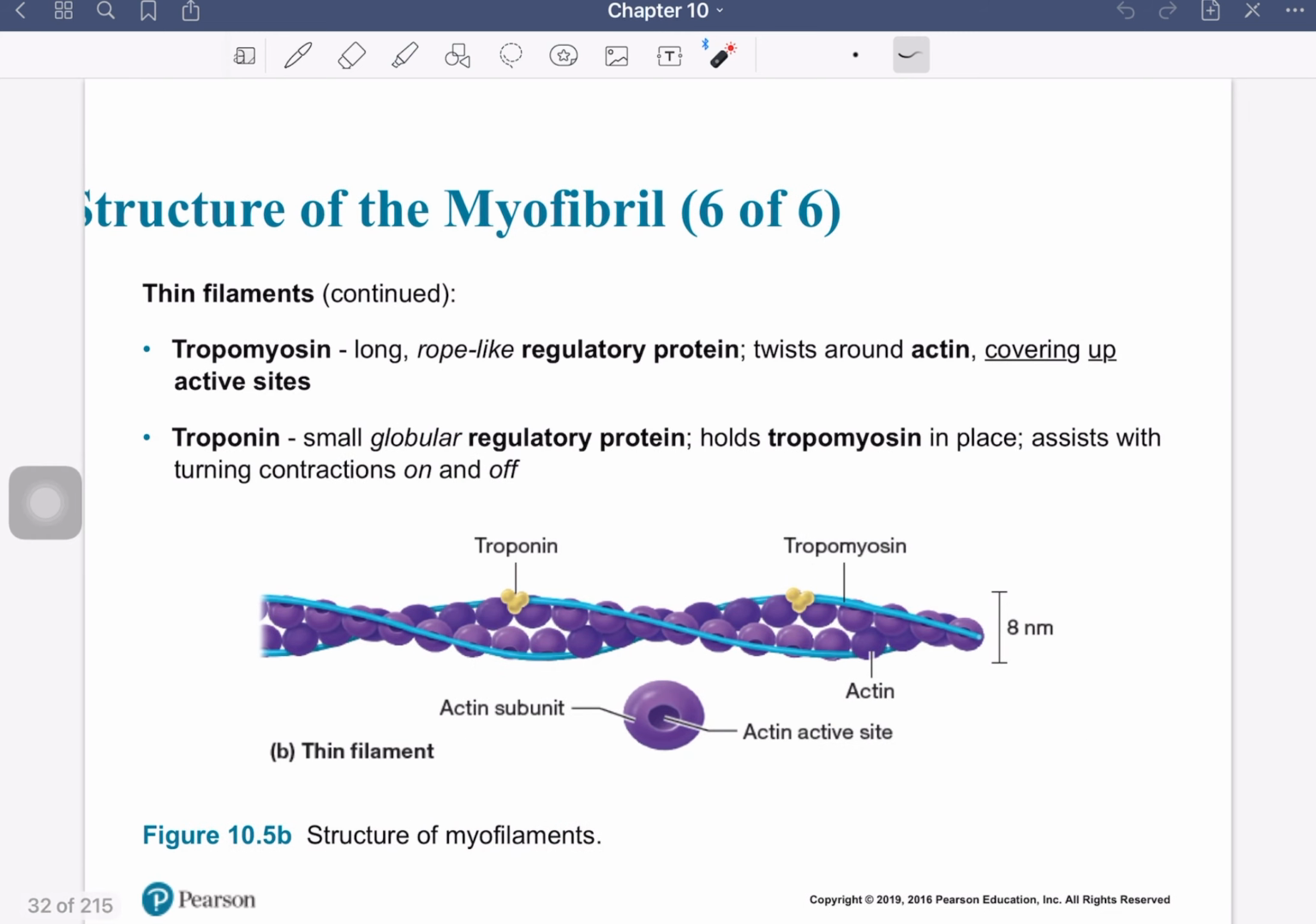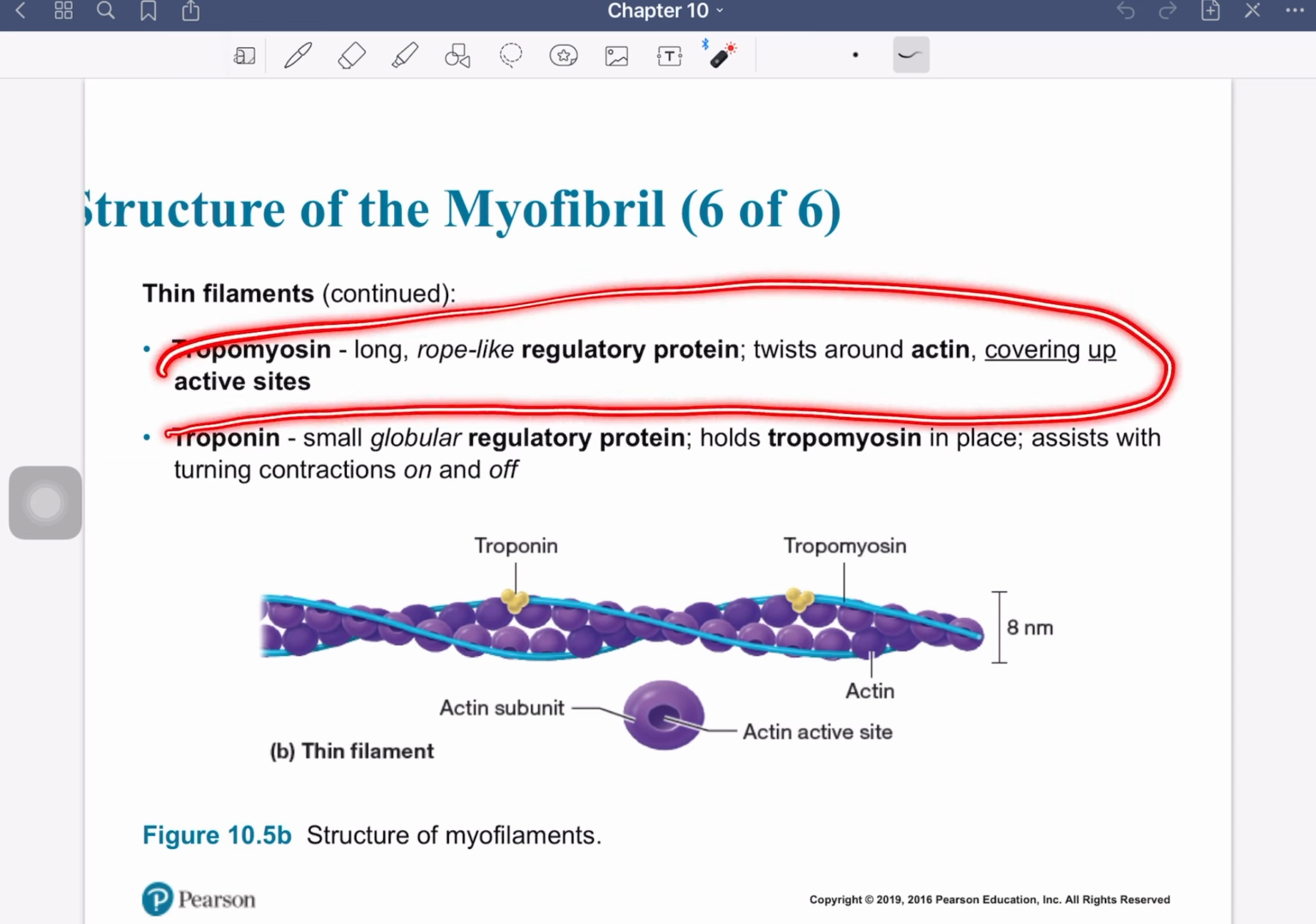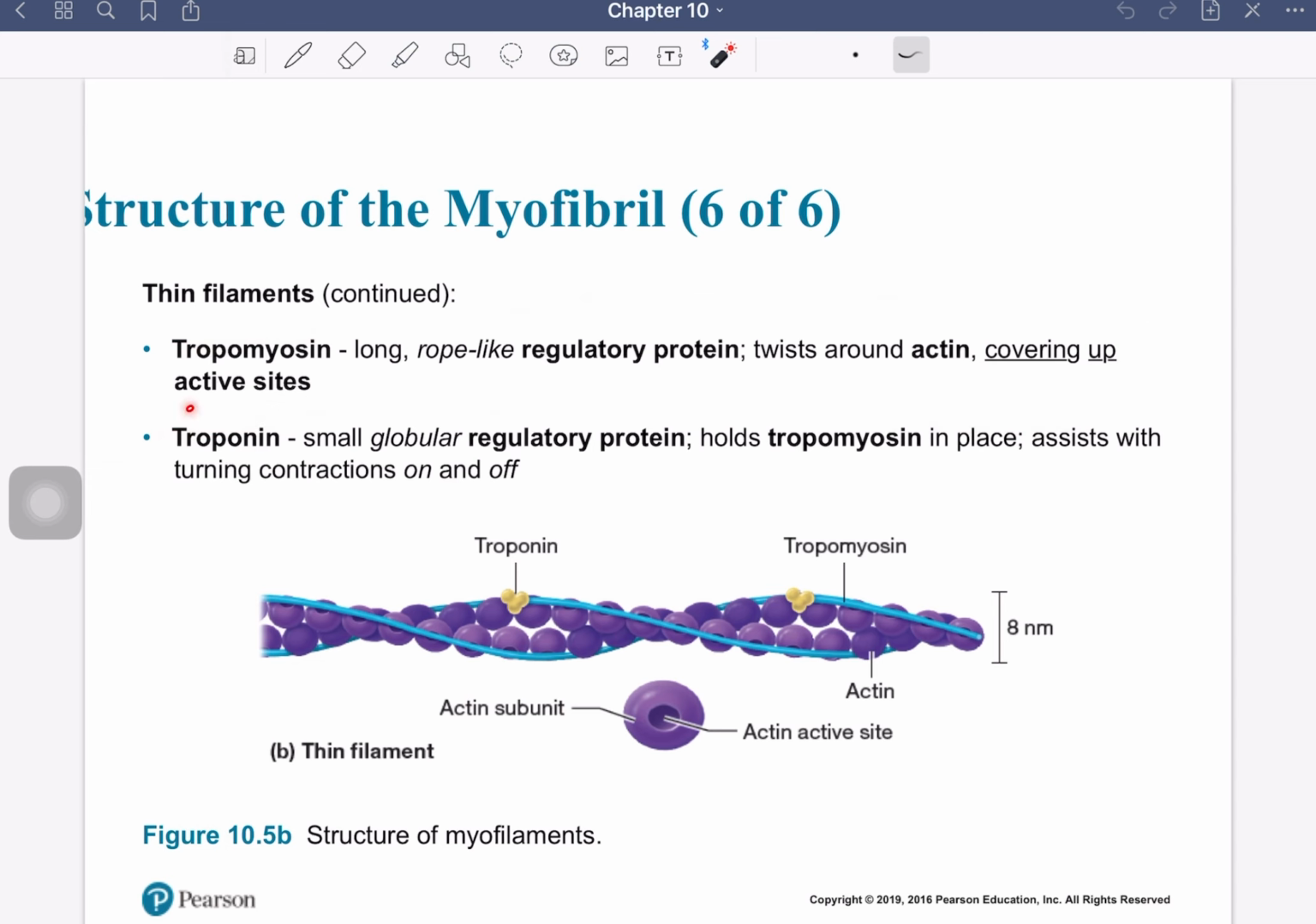Okay, so tropomyosin, what is it? It's one of the regulatory proteins that twists around actin. As I said, it covers the active sites. And troponin is a globular regulatory protein, and this is the one that holds tropomyosin in place. I have to interact with troponin if I want tropomyosin to move out of the way.